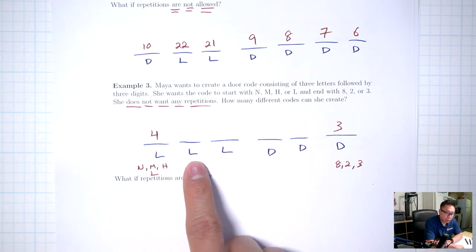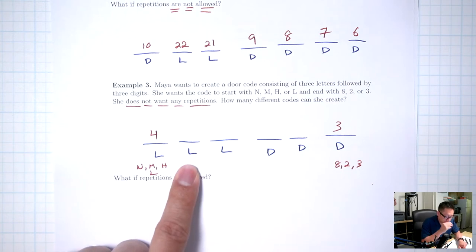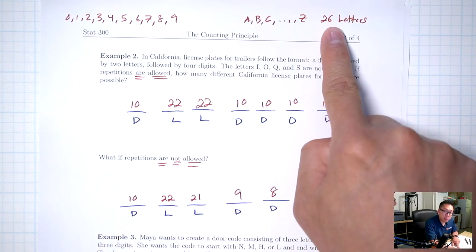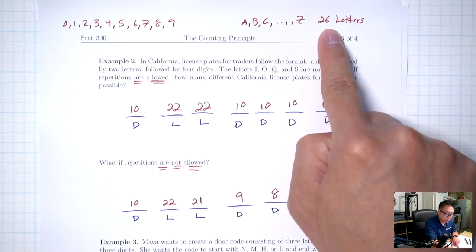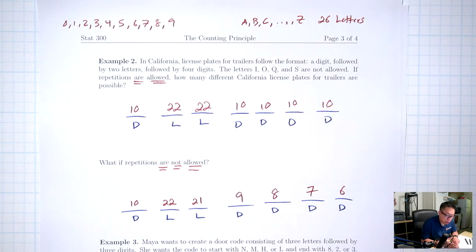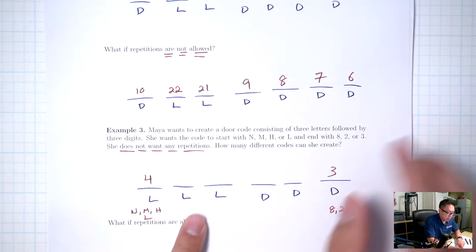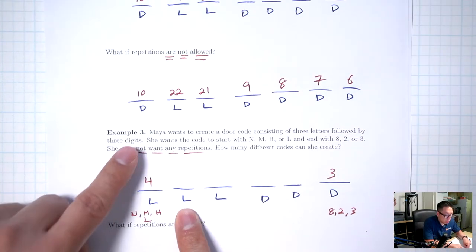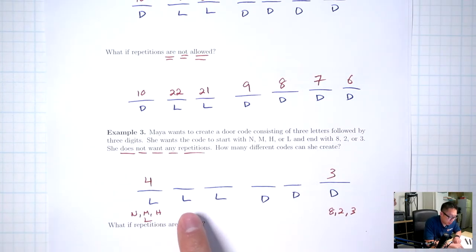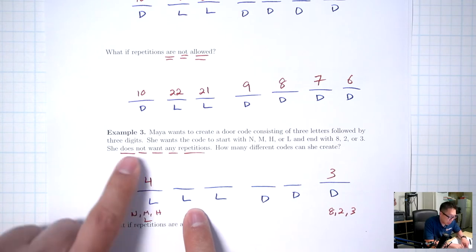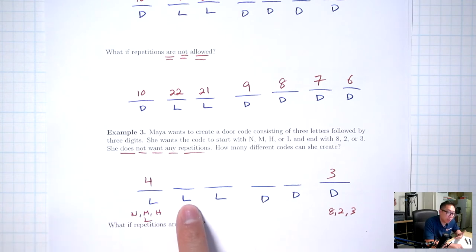Let's talk about this second L. Second L is a letter. Letters normally is 26, right? 26 for A through Z. I don't really have any restrictions that I'm telling you not to use, so I should have the full 26. But because I don't want repetition, this is the second L, right? We have a first L here, so we do have to reduce by 1. So it's not the full 26, this is down to 25.